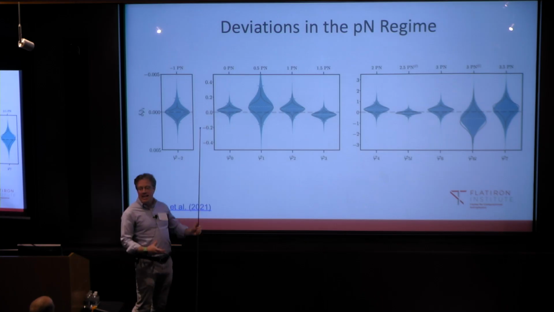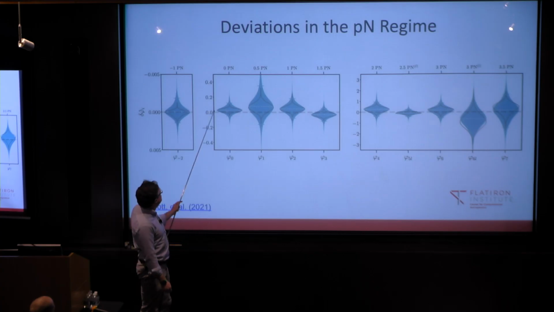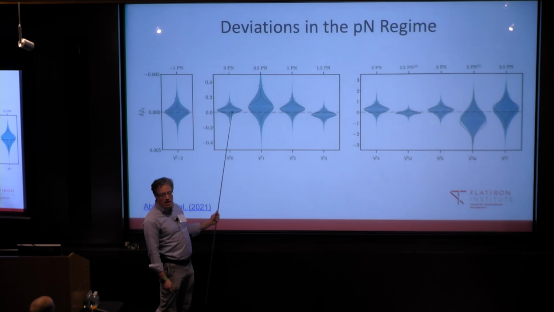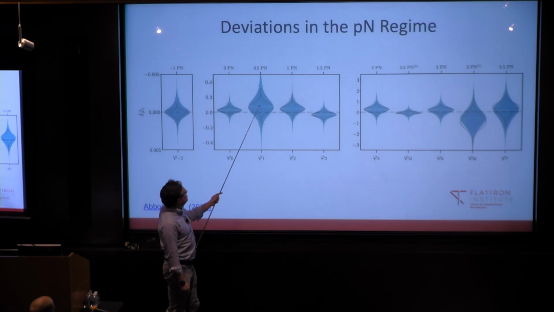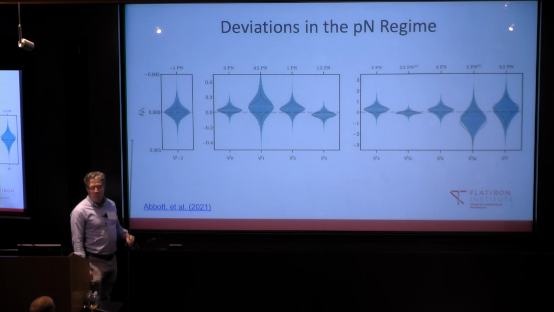Our combined catalog is inconsistent. The signal morphology is inconsistent with deviations that are larger than sort of 5% in this 0PN parameter. And so on for the next and the next parameter.